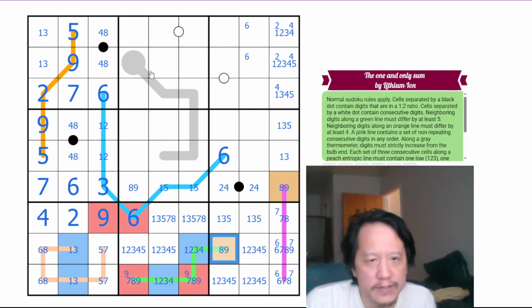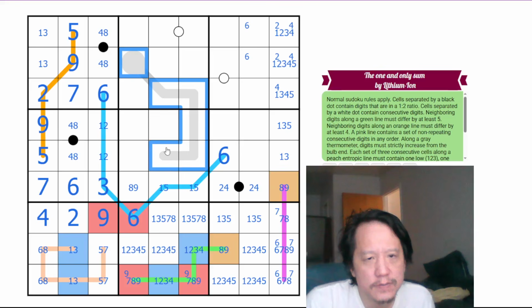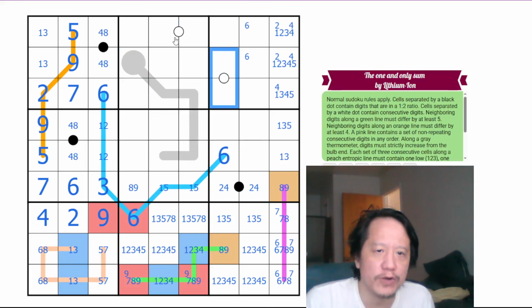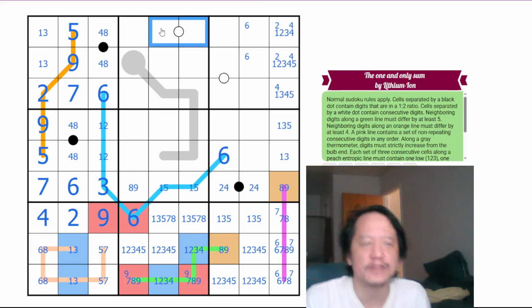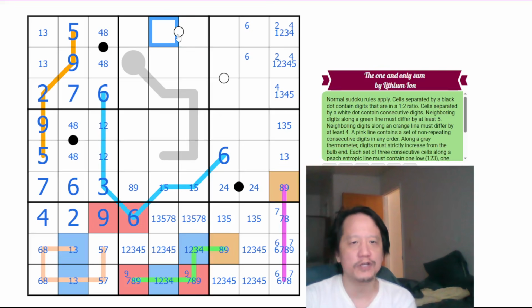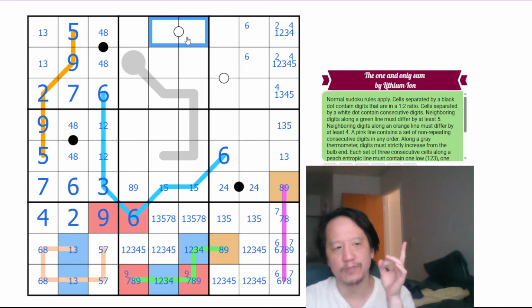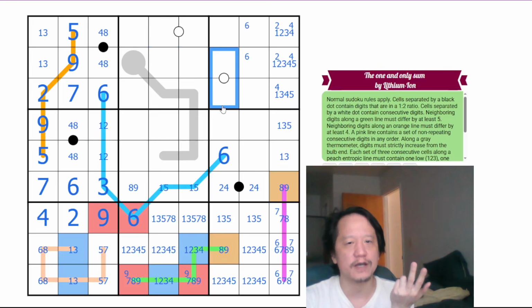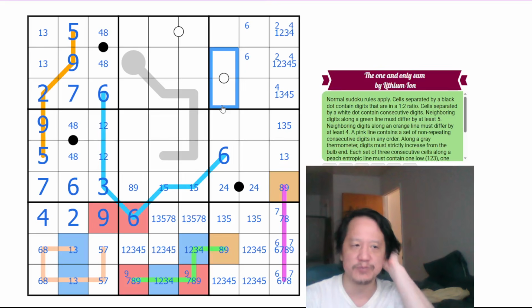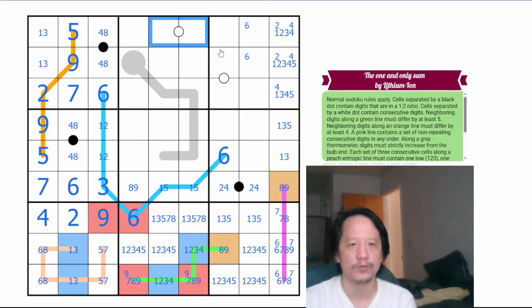Let's look at these white dots. Can we ever have 1 and 2 be part of this? And I think the answer is no. 1 and 2 at maximum adds up to 3, and then the other 2 digits can be maximum 17, and that gives us only 20 for these white dots. So that doesn't work.